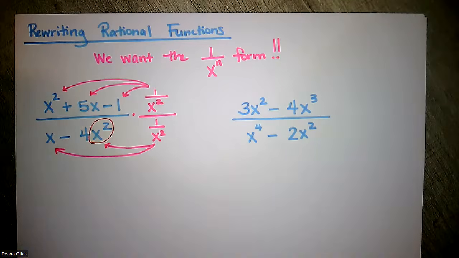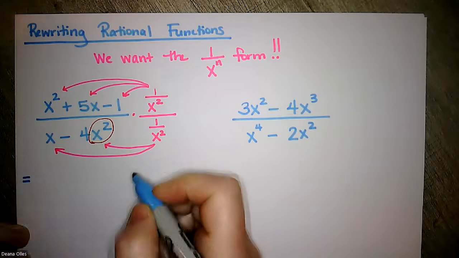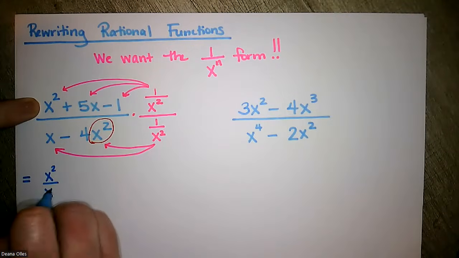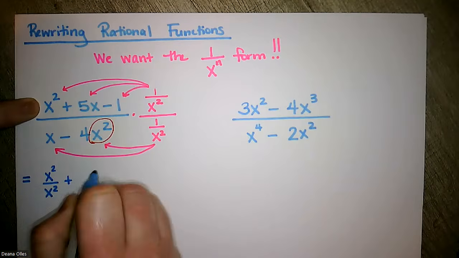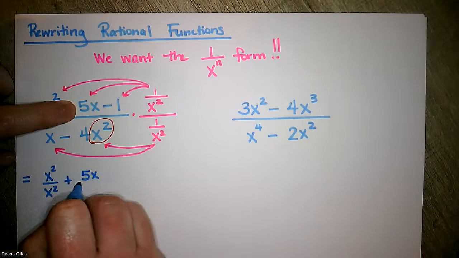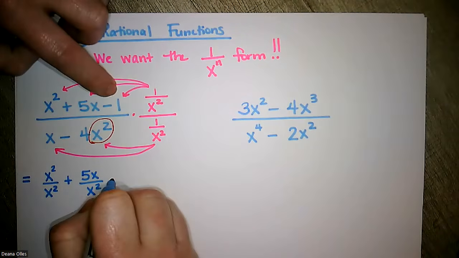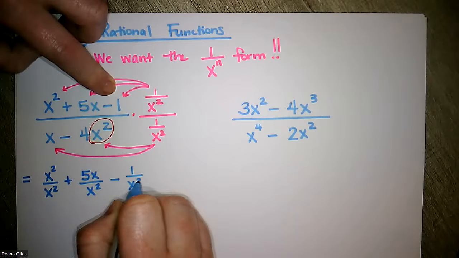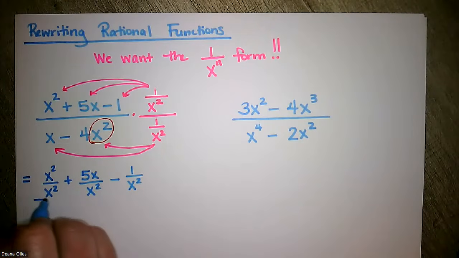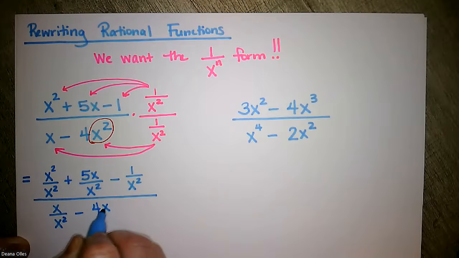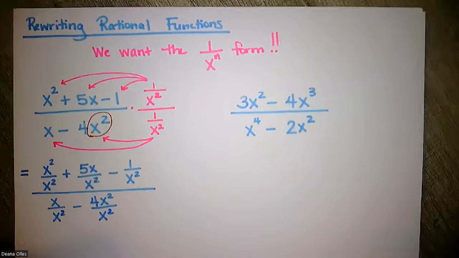You might be able to get through this without showing this next step, where I say x squared times 1 over x squared is the same thing as x squared over x squared. And then 5x times 1 over x squared is the same thing as 5x over x squared. And then 1 times anything is just that thing, so 1 over x squared. All right, and then that whole denominator is now going to be x over x squared and 4x squared over x squared. And then what we need to do is simplify.